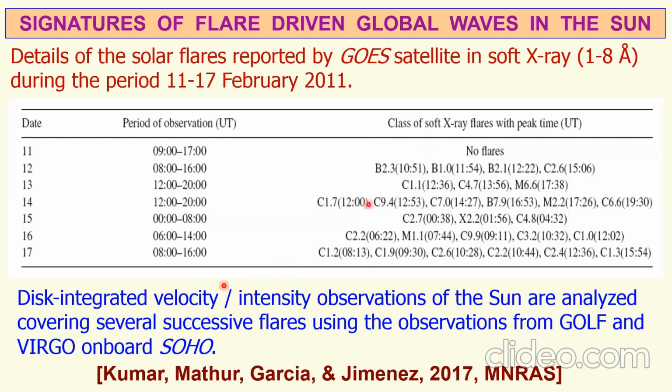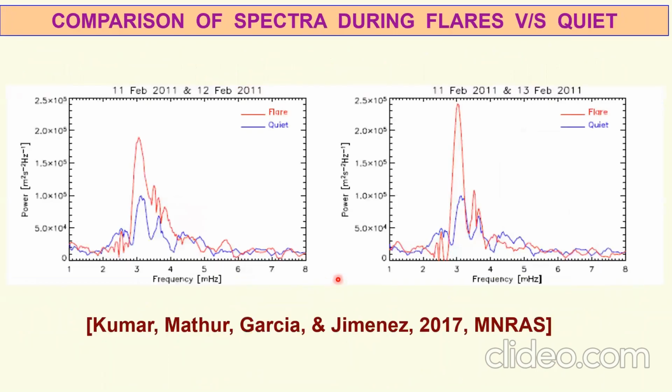And for the purpose, we used disk integrated velocity and intensity observations of the sun taken by the GOLF and VIRGO instruments on SOHO, which does sun-as-a-star velocity observation, and this does sun-as-a-star intensity observation. So here we show the comparison of spectra during flares versus quiet day.